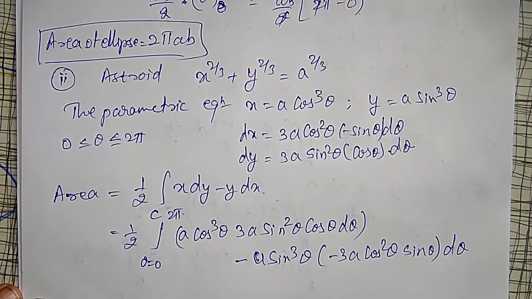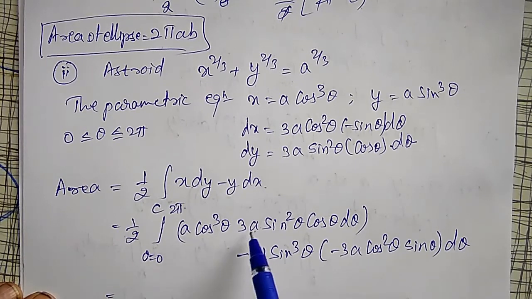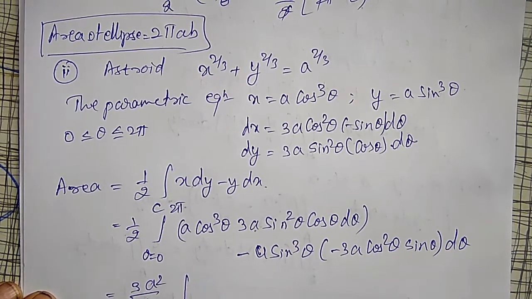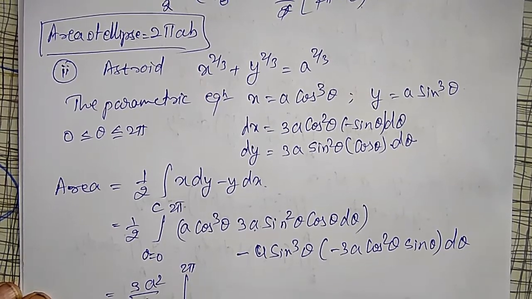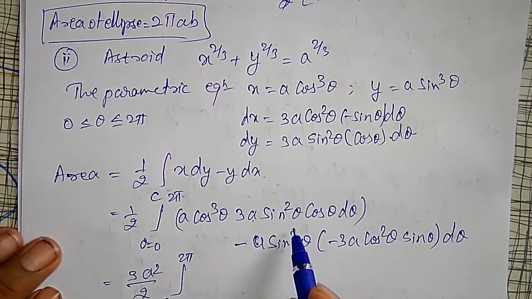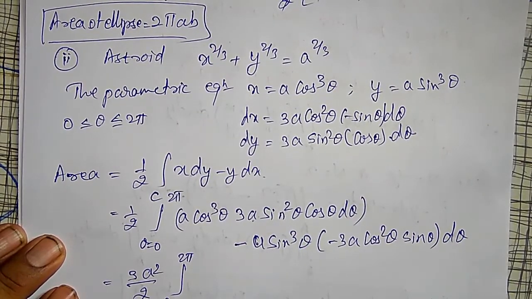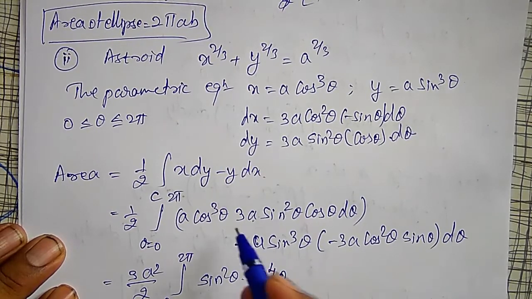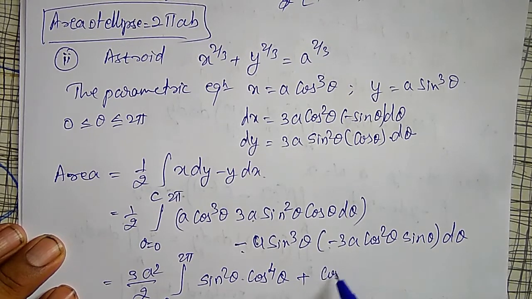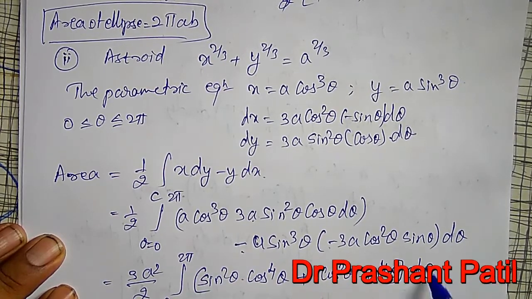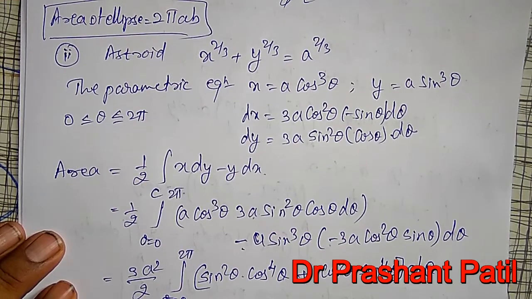From these two terms I will take a square common, 3a square, here also 3a square common, 3a square divided by 2 integration from theta equal to 0 to 2 pi, 3a square is taken common, then you will remain with sin square theta into cos raised to 4 theta, d theta also I am taking common, minus of minus plus, here again cos square theta into sin raised to 4 theta into bracket d theta. This one I have to evaluate now, okay.